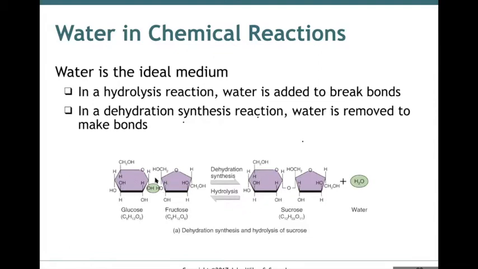And then the opposite reaction, dehydration, is going to actually remove that water and form this chemical bond in between these to make sucrose. So water is involved directly in these. This will be true for peptide bonds as well. Peptide synthesis, joining of amino acids, is going to see that same hydrolysis and dehydration synthesis.